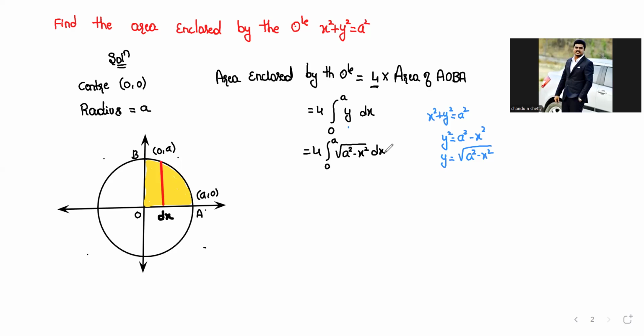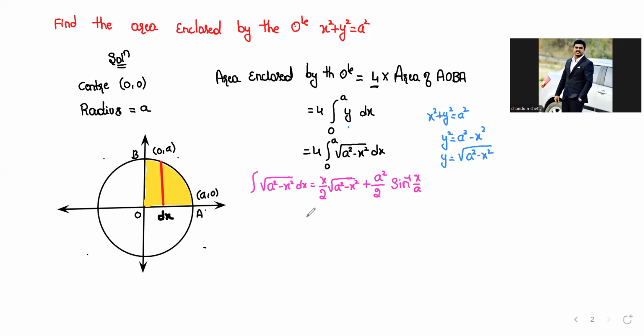And we all know the formula in the integrals: integral square root of a square minus x square dx is equal to x by 2 square root of a square minus x square plus a square by 2 sine inverse x by a. This formula now I am applying here.